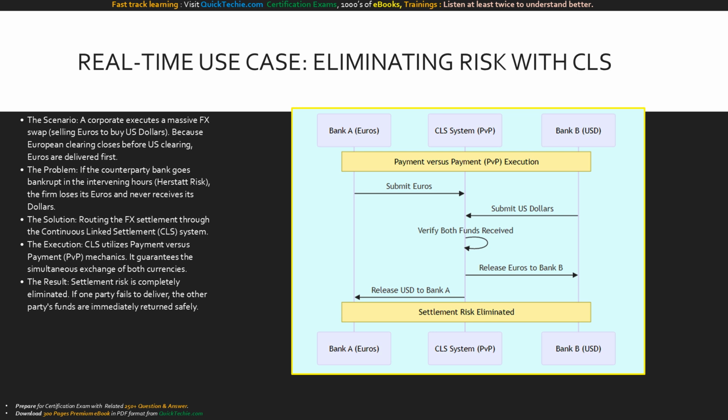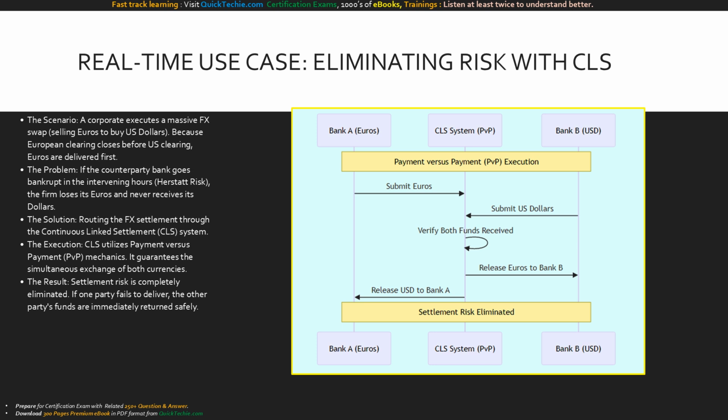The solution to this systemic threat is the Continuous Linked Settlement, or CLS system. CLS is a specialized global institution that settles FX trades across 17 major currencies using an ingenious mechanism called payment versus payment, or PVP. Under the PVP framework, CLS ensures that the exchange of the two currencies occurs simultaneously. If one party fails to deliver their currency, the other party's funds are immediately returned. By ensuring your banks route large FX settlements through CLS, your treasury completely eliminates the settlement risk that could otherwise devastate your balance sheet.